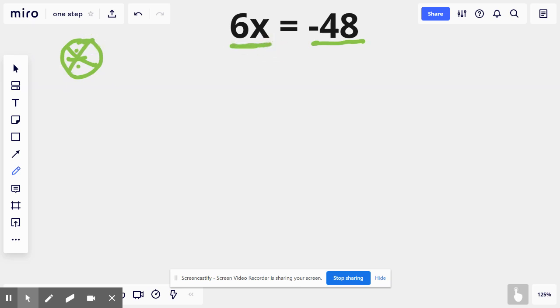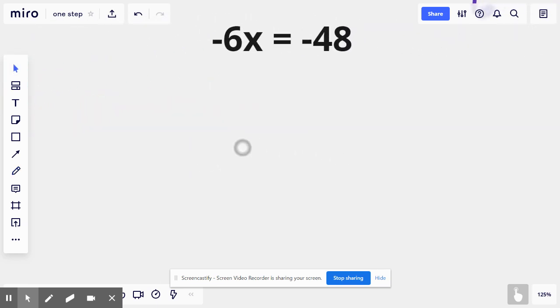So if x is multiplying by 6, the opposite would be to divide by 6. Okay, so we're dividing by 6 on both sides. These are going to cancel. I'm ready to simplify. Negative 48 divided by 6 is negative 8. Okay. Let's look at another one.